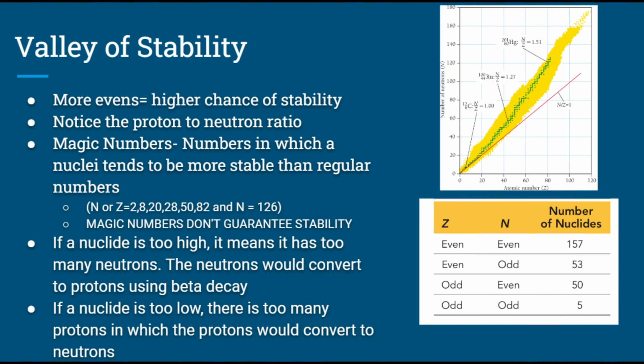The magic numbers would be 2, 8, 20, 28, 50, 82, and for neutrons, 126. These can make the nuclide more stable, but it wouldn't guarantee stability, and you have to make sure to remember about that.